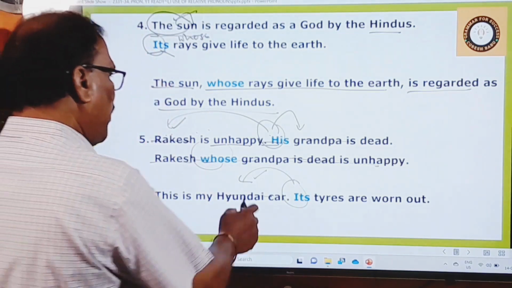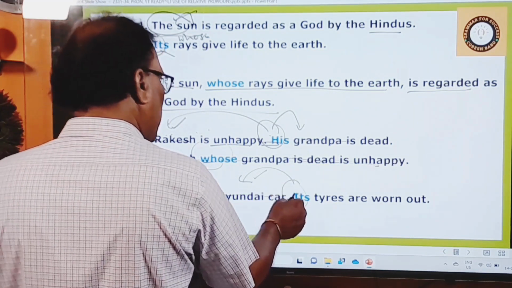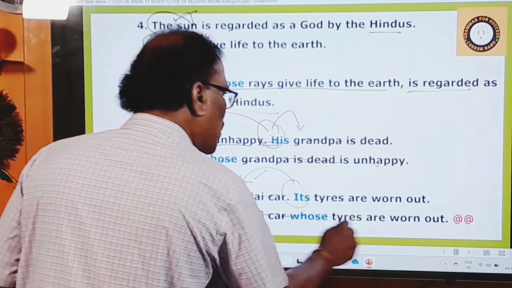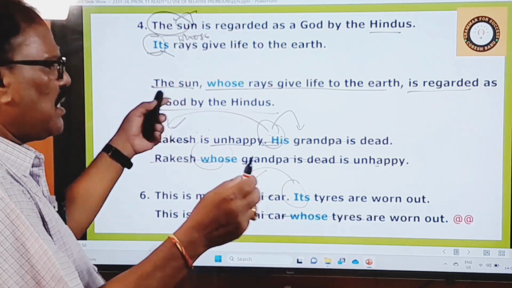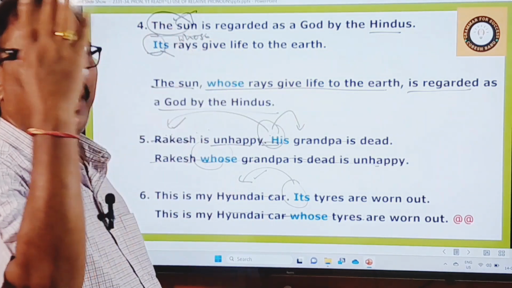And where should we use it? Immediately beside this Hyundai car, which it is referring to. Okay, it's a car, its tires are worn out. Therefore, what should we do? This is my Hyundai car whose tires are worn out. Very simple, joining these two statements with the help of who, whom and whose. Right.